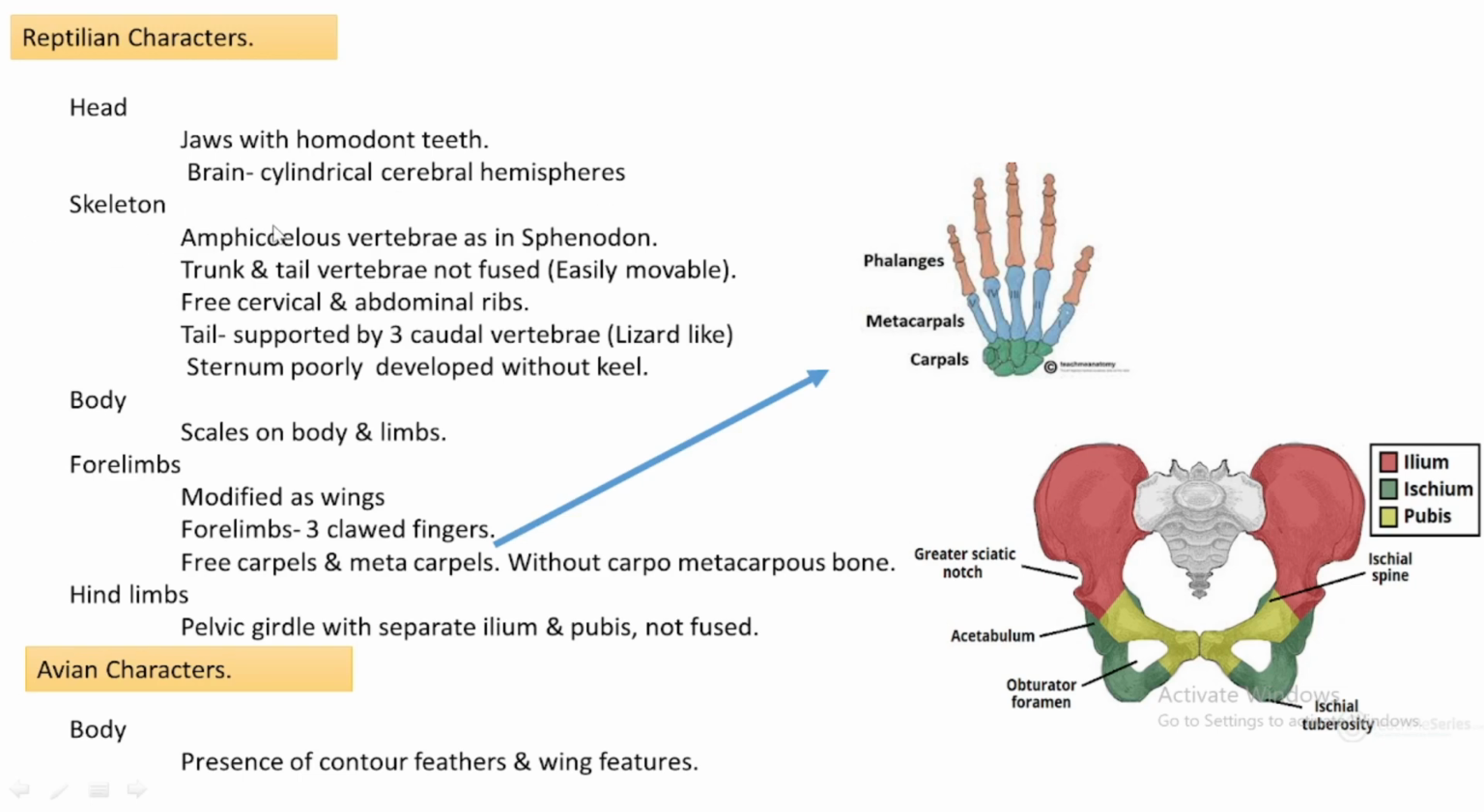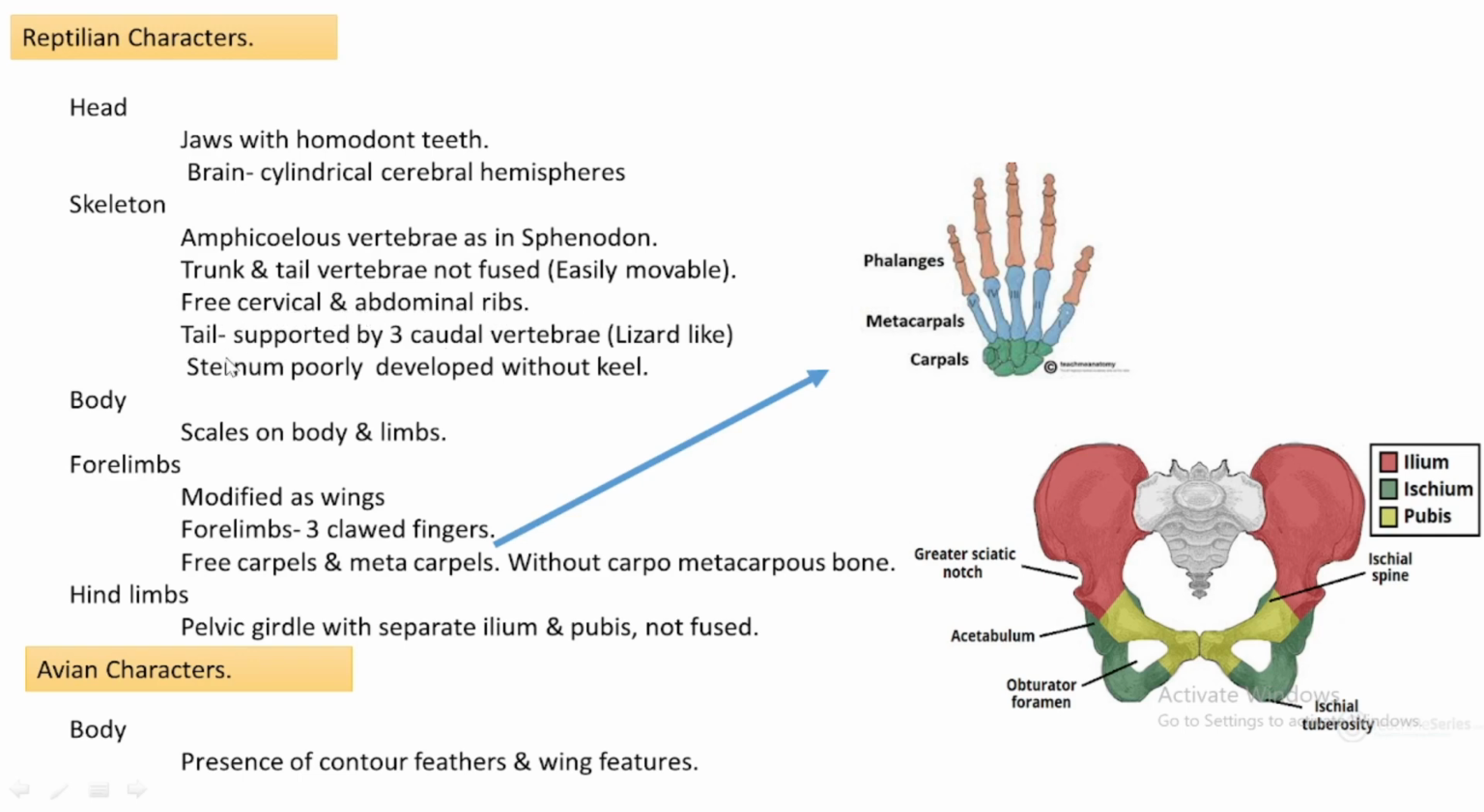Then skeletal related features is amphicoelous vertebrae. Amphicoelous vertebrae is a character of reptiles, mostly in the case of Sphenodon. What is Sphenodon? Sphenodon is a garden lizard. And trunk and tail vertebrae are not fused. They are easily movable. That is also a character of reptiles. In the case of birds, they are mostly fused for helping in good flight. Then free cervical and abdominal ribs. Cervical ribs means the ribs seen immediately after the neck portion, and abdominal ribs.